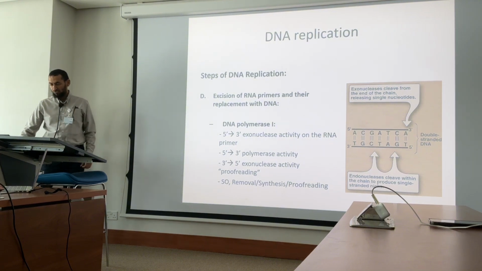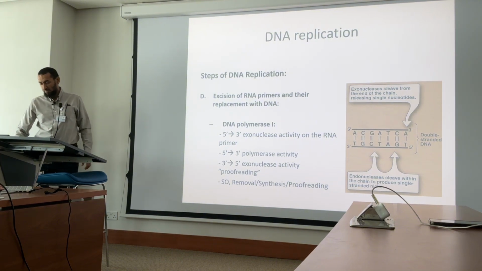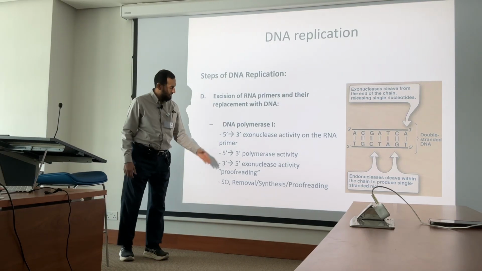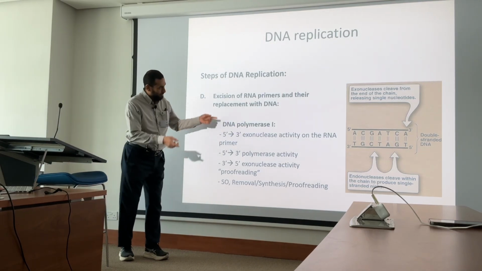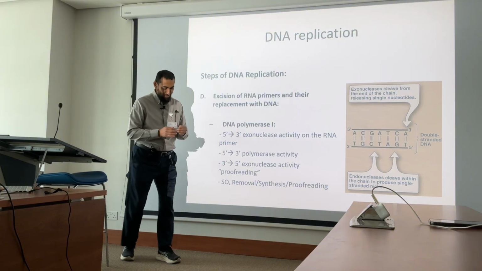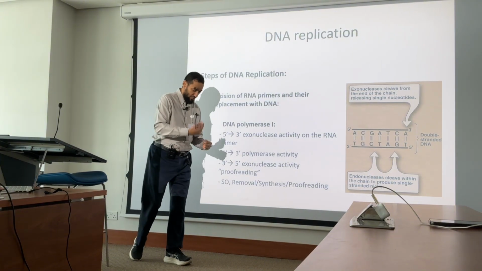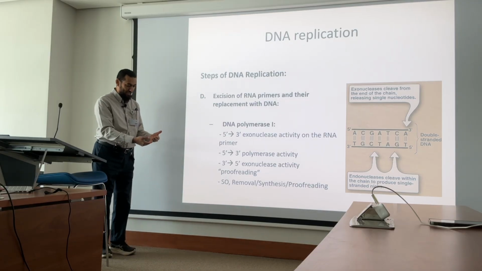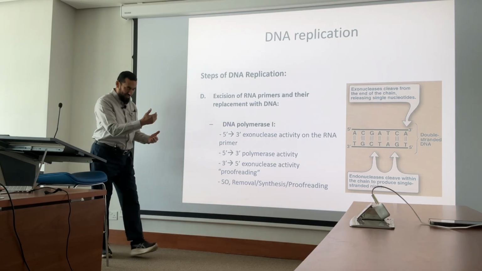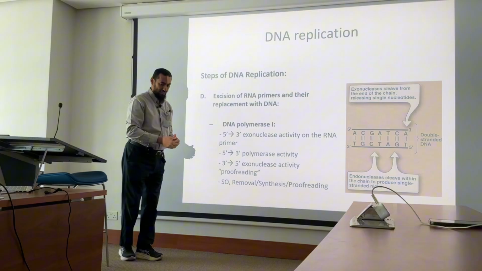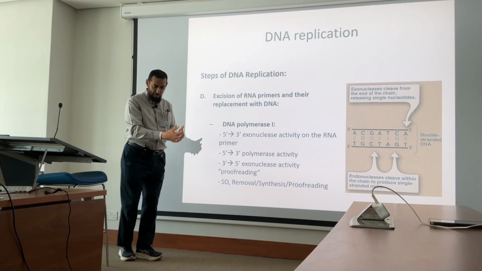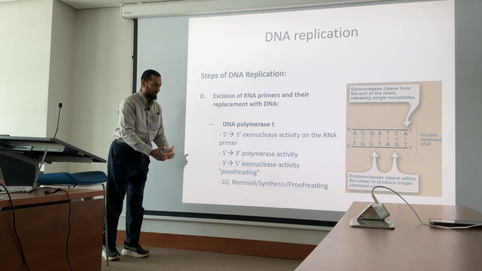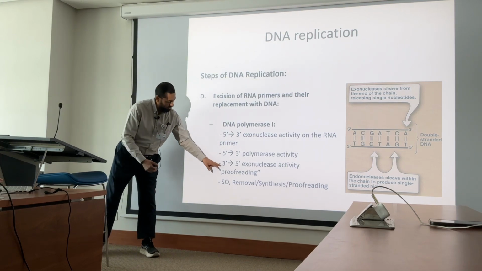Fourth step, excision of RNA primer and replacing it by DNA. We said DNA polymerase 1. We go to the RNA primer and remove it in the 5 to 3 direction. Remove, then go back and insert DNA, again in the 5 to 3 direction. If there is any mismatch nucleotide, it will go back and remove the mismatch, put the correct one, and continue. So 3 functions.